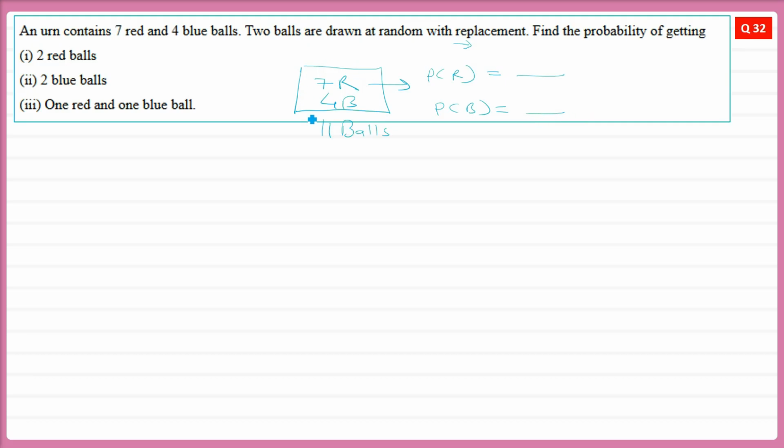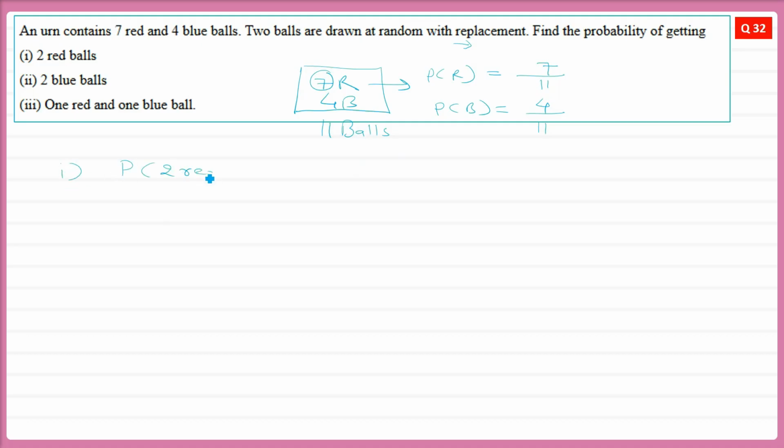So since they are coming from the same box, the denominator will remain the same. In probability, the denominator is the total number of cases. So 11 is the total number of balls, 11 will come in the denominator. So what are your favorable cases? When you want red, there are 7 reds. So any one out of 7 can come. So 7 is the numerator. For the blue, there are 4 possibilities. So 4 should be placed in the numerator. So now we got the probabilities here.